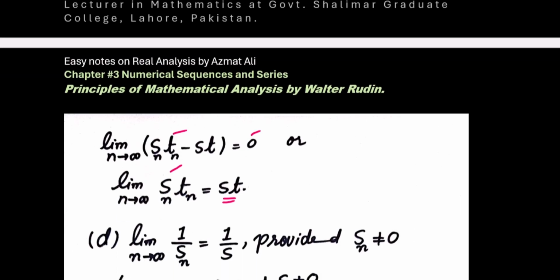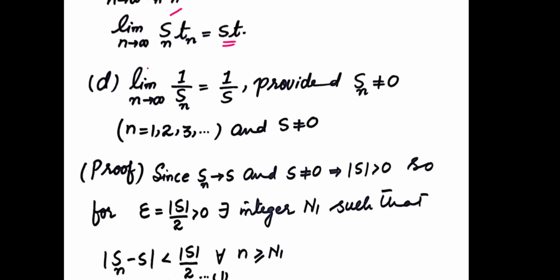The D part is also very important. In this part, we have to show that the limit of the reciprocal of the sequence is equal to the reciprocal of the limit, provided that Sn is not equal to 0 for any integer n. In other words, there is no term in this sequence which is equal to 0. All of the terms are non-zero, and the limit is also non-zero.